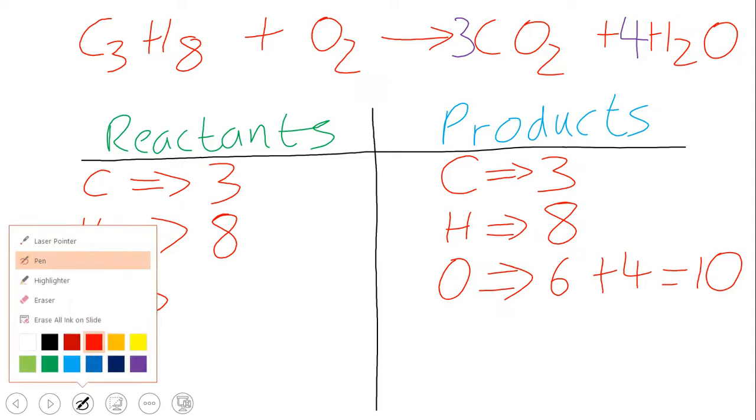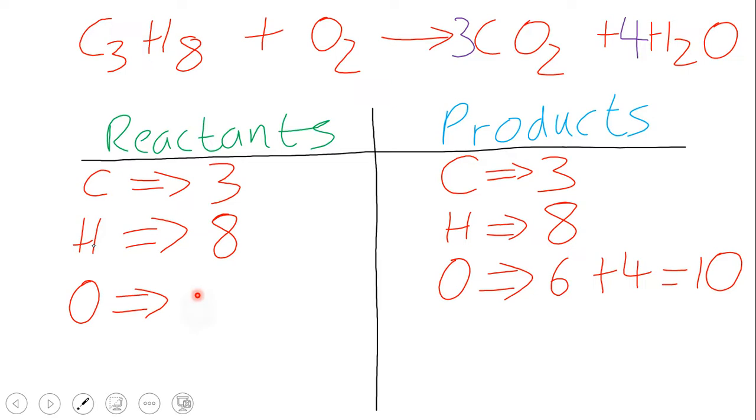Now on the reactant side, we need to make sure that we also have 10. And so the question is, what times 2 is going to give us 10? Well, the answer is 5. So for our oxygen on the reactant side, we have 5 times 2, which is definitely 10. Let's look at it. For the reactants, for carbon, we have 3, and for the products, 3. For hydrogen, 8 and 8. For oxygen on the reactant side, 10, and on the product side, 10.